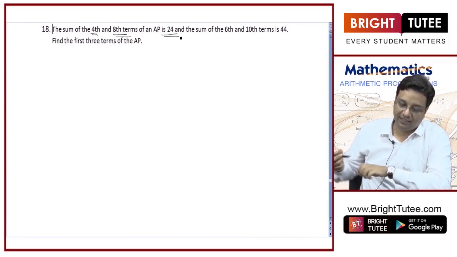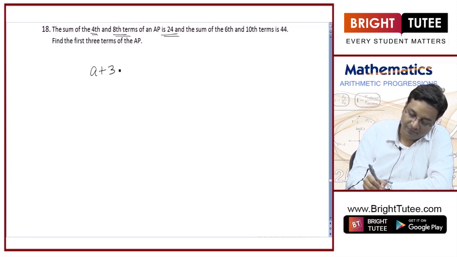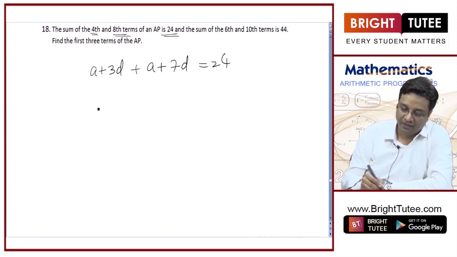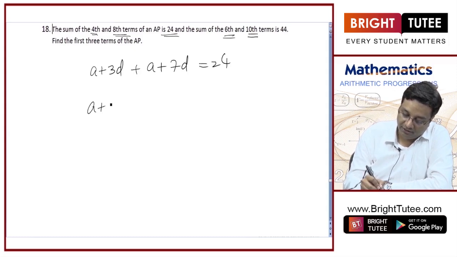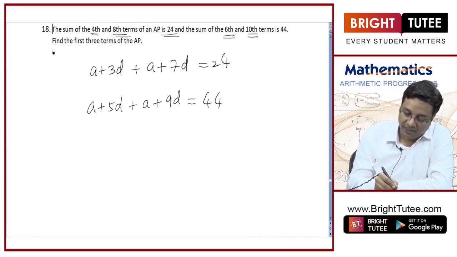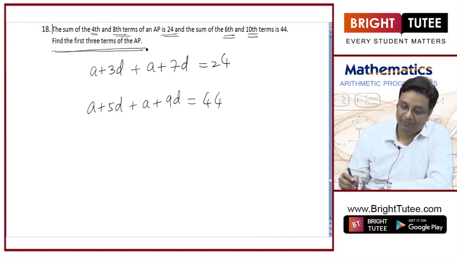A plus 3D. What is 8th term? A plus 7D. It is equal to 24. The sum of 6th and 10th terms. 6th term is A plus 5D. 10th term is A plus 9D. It is equal to 44. Find the first 3 terms of this AP.